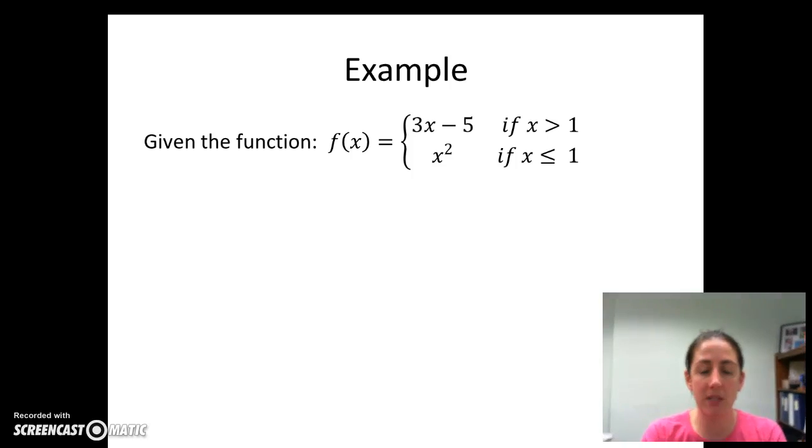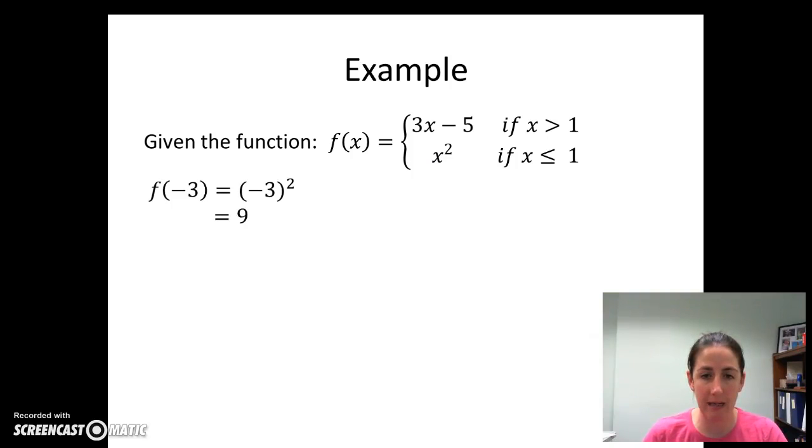So for example, we have this function, which is equal to 3x minus 5 for any x value bigger than 1, and x squared for any value less than or equal to 1. So let's say we wanted to plug in x equals negative 3, and we wanted to evaluate f at negative 3. We would have to figure out our x value, negative 3, and once we know the x value, which piece does it fit in? Is negative 3 bigger than 1, or is negative 3 less than or equal to 1? Since it's less than or equal to 1, we'll plug it into this bottom piece. So f evaluated at negative 3, we would just take negative 3 squared, which gives us 9.